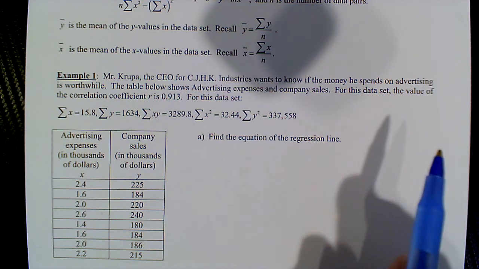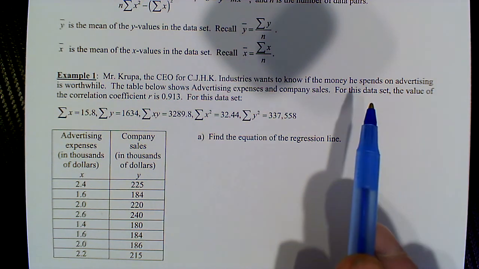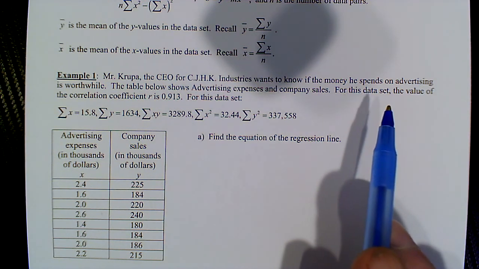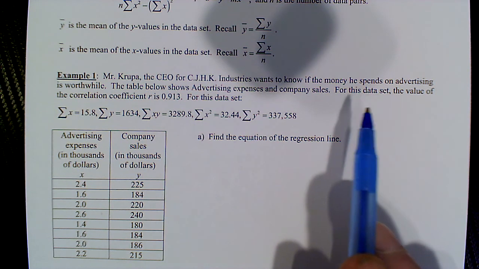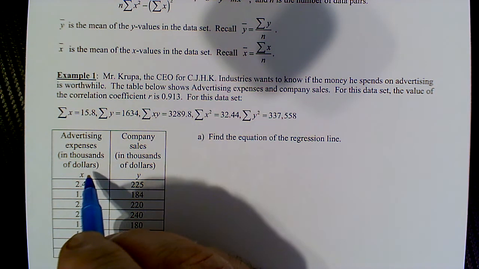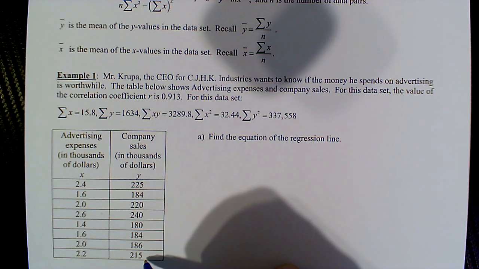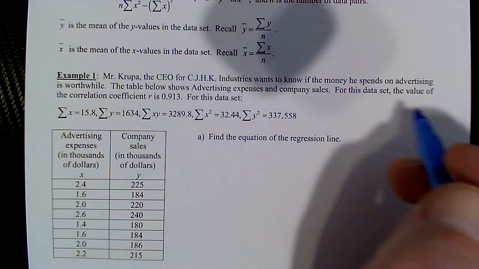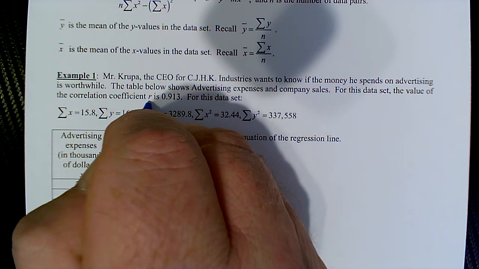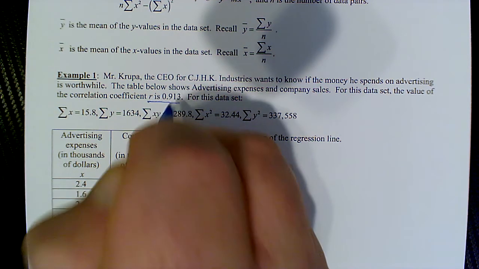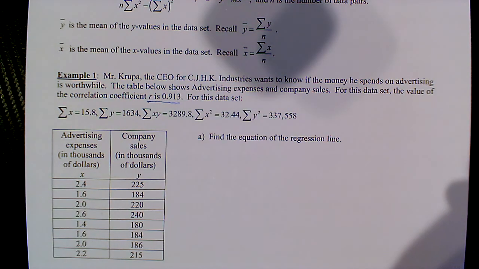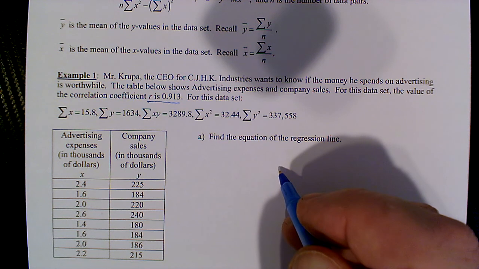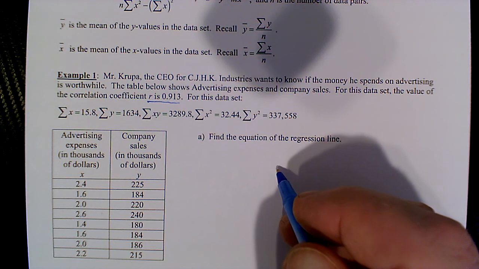But in any event, we want to know if advertising, the money we're spending on advertising, is worthwhile. And here's a table showing the expenses and the amount of sales. They calculated the correlation coefficients. There's a strong positive linear correlation. Now we want to find the equation of the regression line.